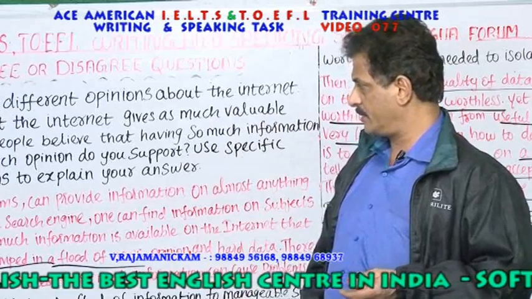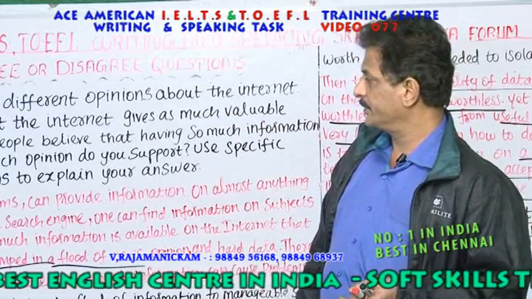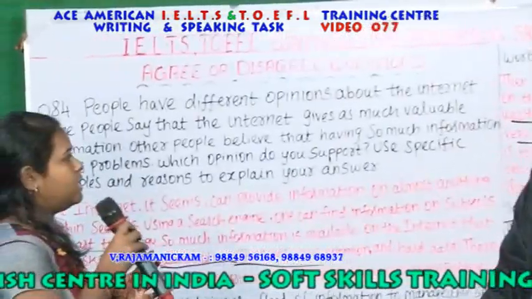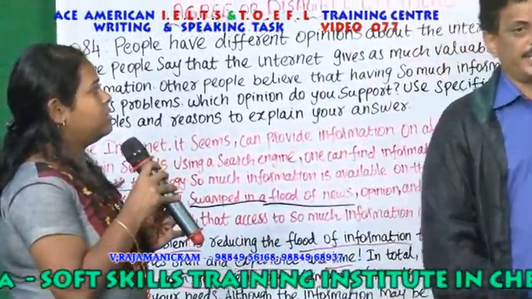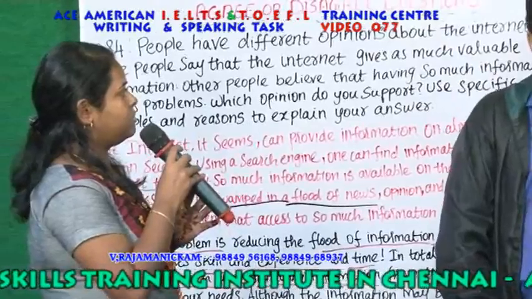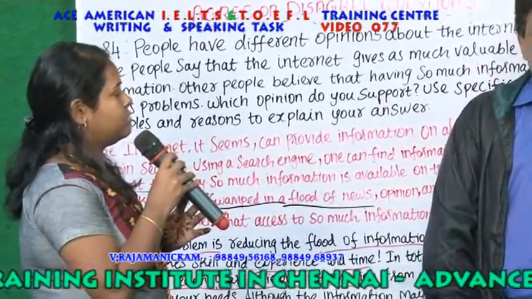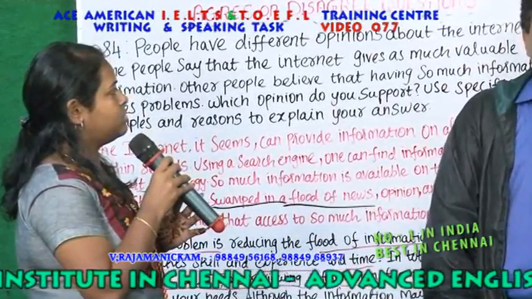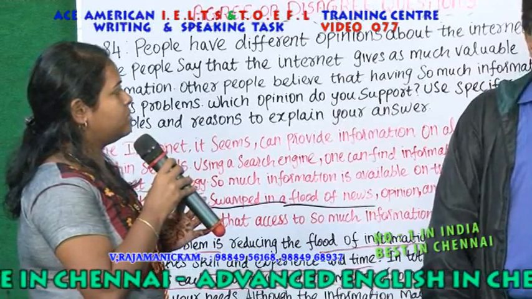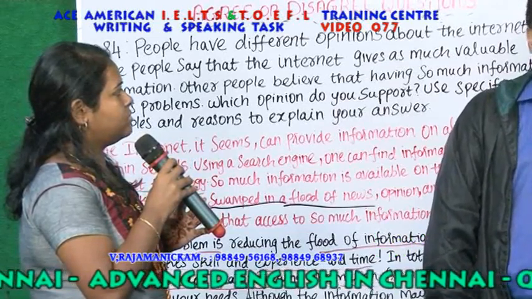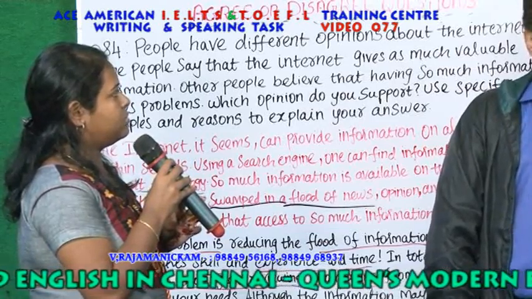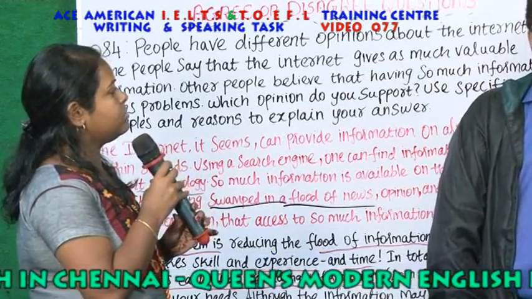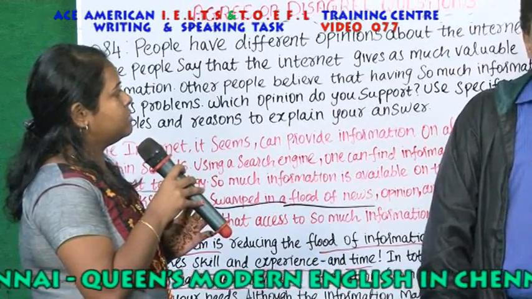Thank you. The net is used to get information, right? So when you go in for collecting certain data, certain information, the topic says that you get a lot of information. This lot of information which you get is good, but some people say this lot of information causes problems, causes confusion in the minds of people. So what is your opinion? That's what the question is all about.